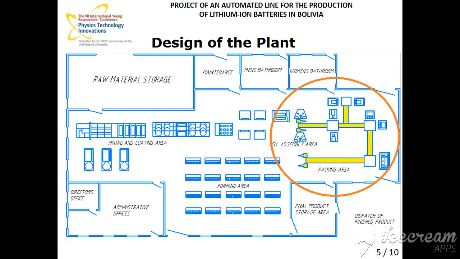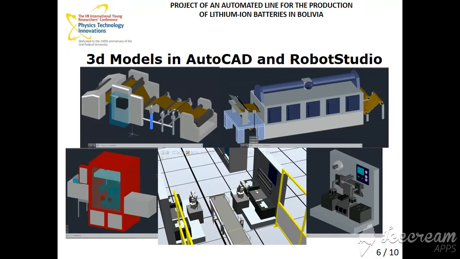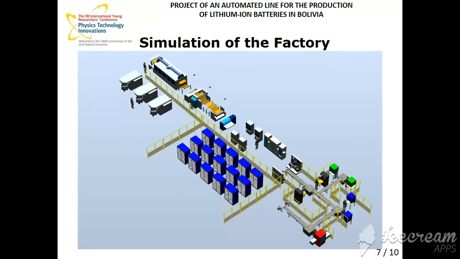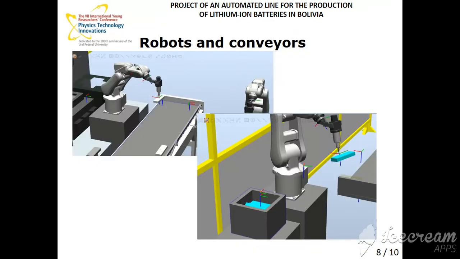I've designed an entire plant, and I will focus on the assembly area. I've created 3D models in both AutoCAD and Robot Studio in order to achieve the highest level of detail. I have loaded all the 3D models into the Robot Studio software and placed them together according to the plan I decided before. I've selected the robot IRB 120 from the brand ABB, since this is the smallest one currently the brand has to offer.